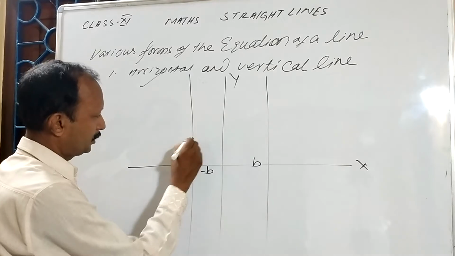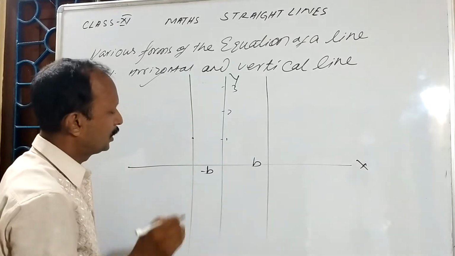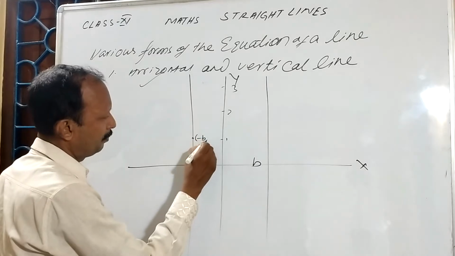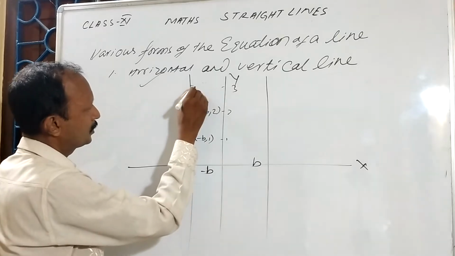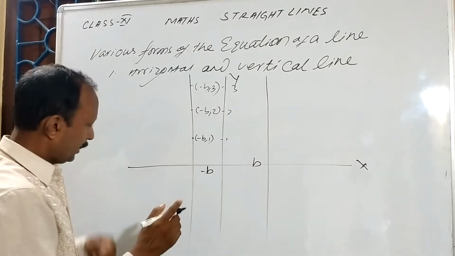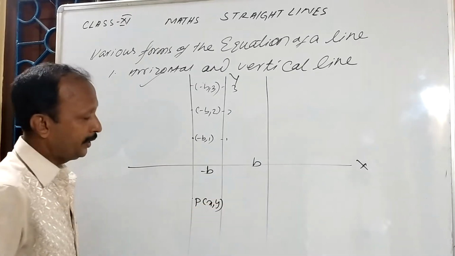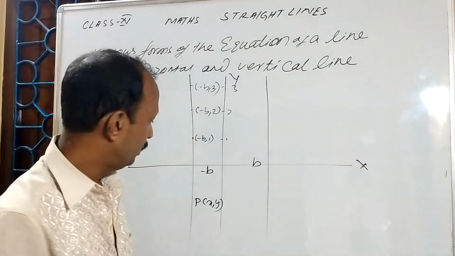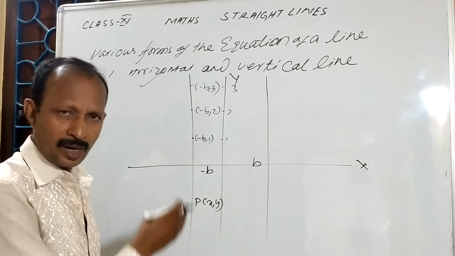Suppose this is a point. Its coordinates, you think this is 1, this is 2, this is 3, like that. So I am taking this as minus b comma 1. This point is minus b comma 2. This is minus b comma 3. That means, here suppose P is the point x, y. It is an arbitrary point, or a variable, you can say. This variable point may be anywhere on this vertical line.